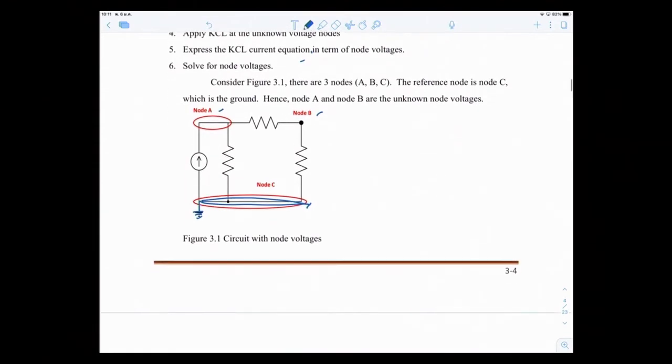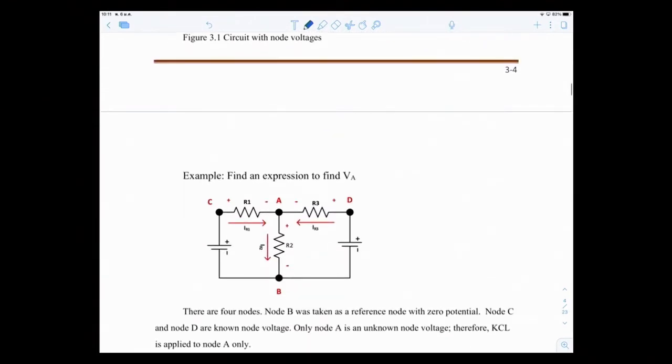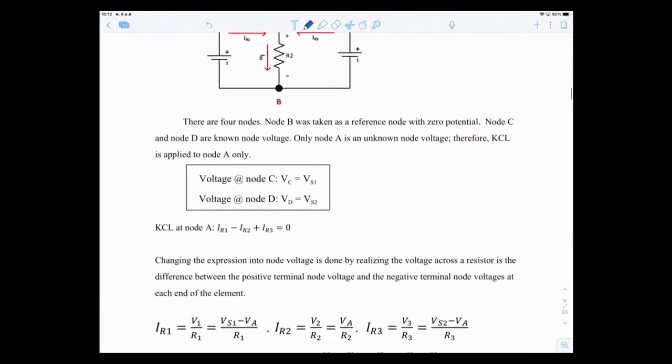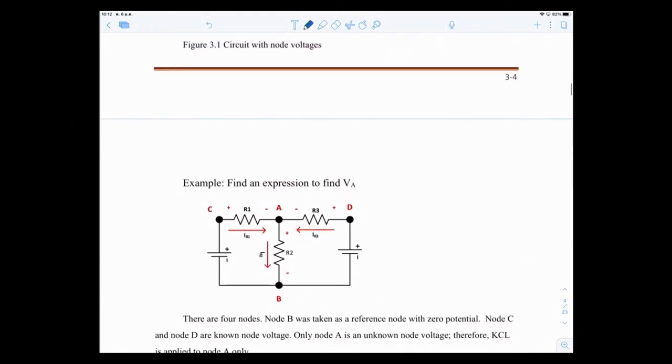So let's start. This is an example where we want to find node voltages, in this case we want to find VA. To start, let's say that I have just this circuit, before I do the steps that we had written above.